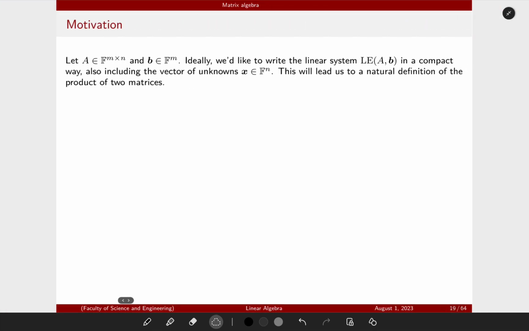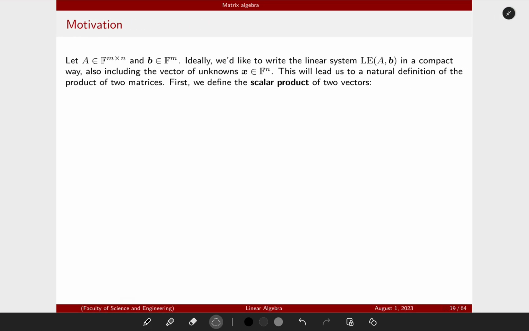So we first want to motivate why we want to define these operations, and the first operation we want to define is matrix multiplication. So we want to write our linear system in a compact way, where we have our matrix A, our vector b, and the vector of unknowns x. And to write this in a compact way, we will discover a nice definition for the product of two matrices. So to do this, we first need to define the scalar product of two vectors.